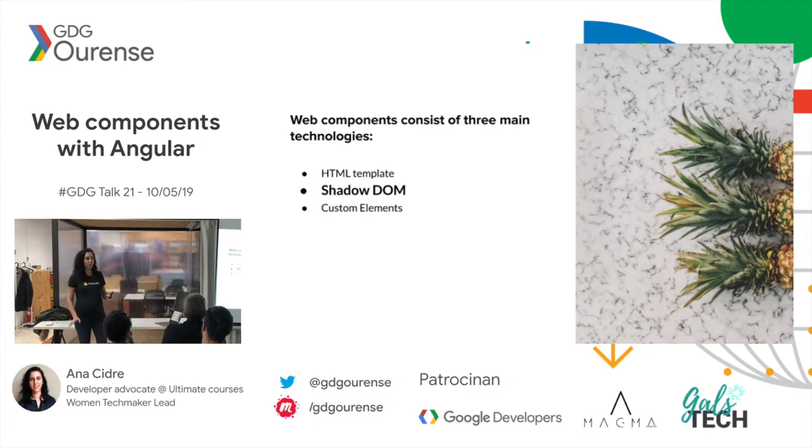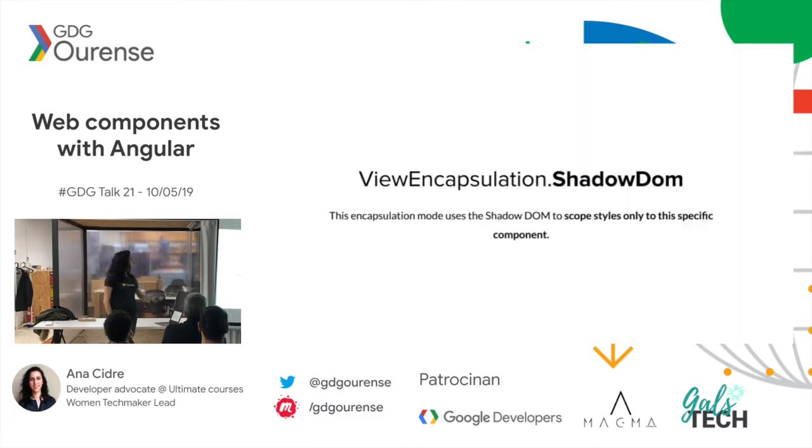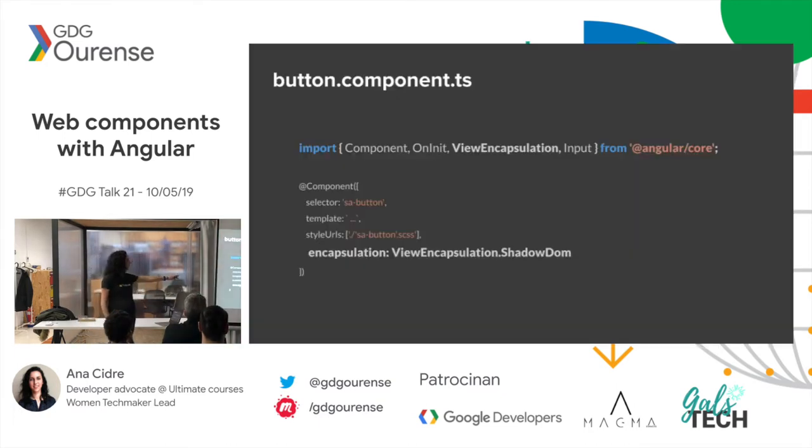Now this might seem tricky, but Angular has done an amazing job and it's very, very simple. All we need is the view encapsulation.shadow DOM, so we have that encapsulation. And to do so, inside our component directive, we first have to import view encapsulation. We add encapsulation and we just say view encapsulation.shadow DOM. And you have your shadow DOM. That's it.